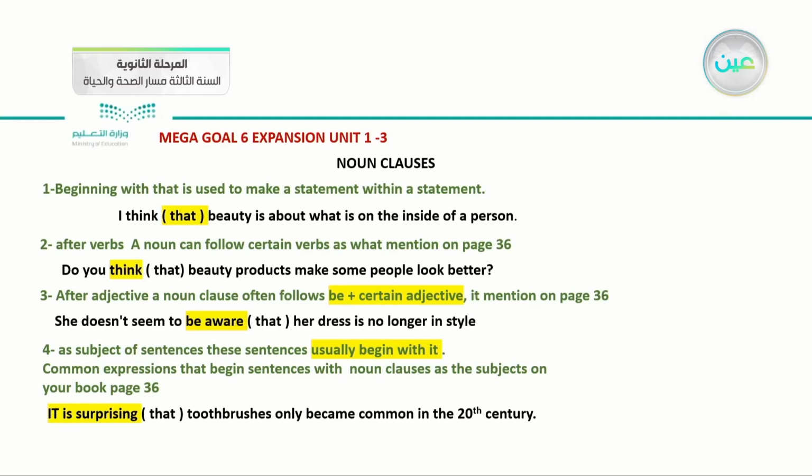Look at the example: it is surprising that toothbrushes only became common in the 20th century. So what do you think it is? We are using a noun clause as a subject. It is surprising that toothbrushes only became common. And what we do also is join these two statements with that. So, it is surprising is the subject in the sentence, then we complete the other half of the statement by joining with the conjunction that: toothbrushes only became common in the 20th century.